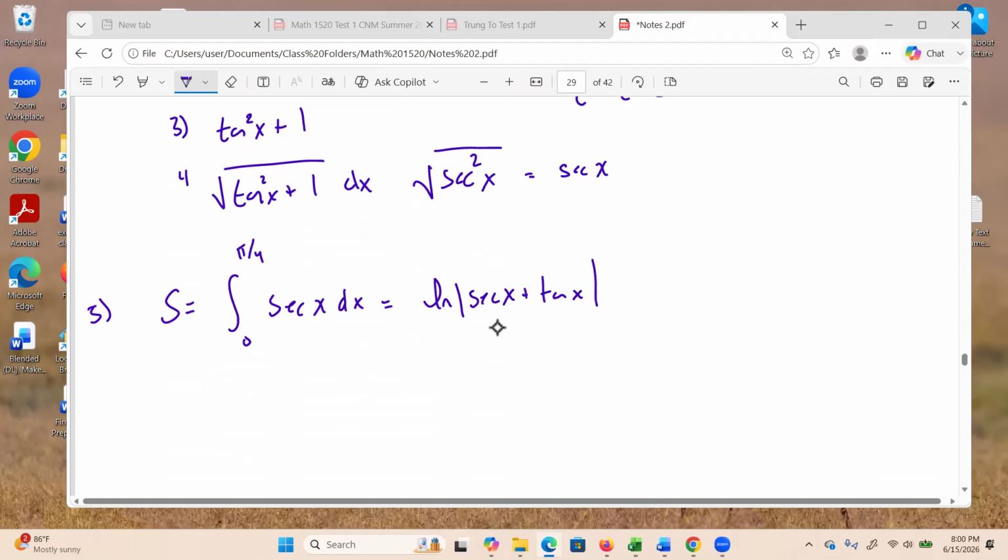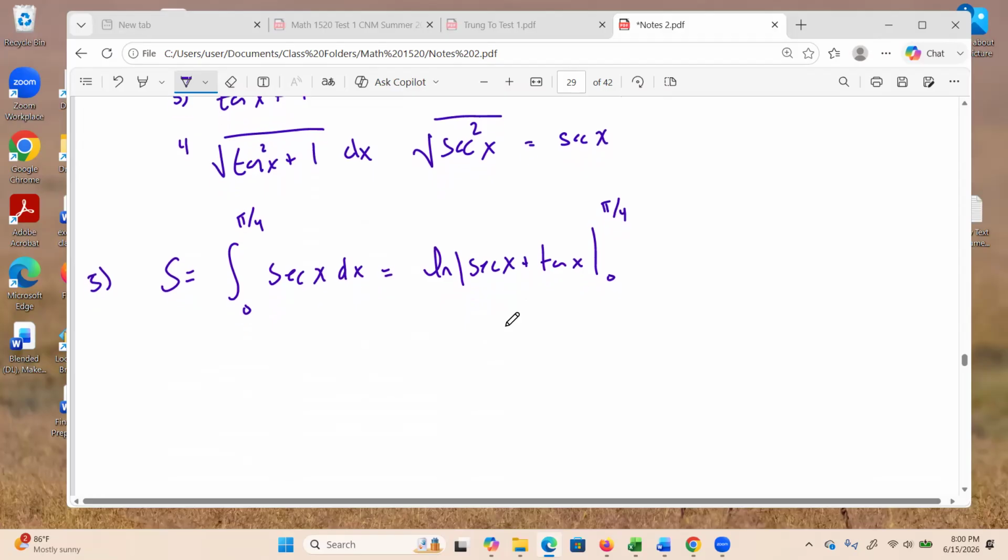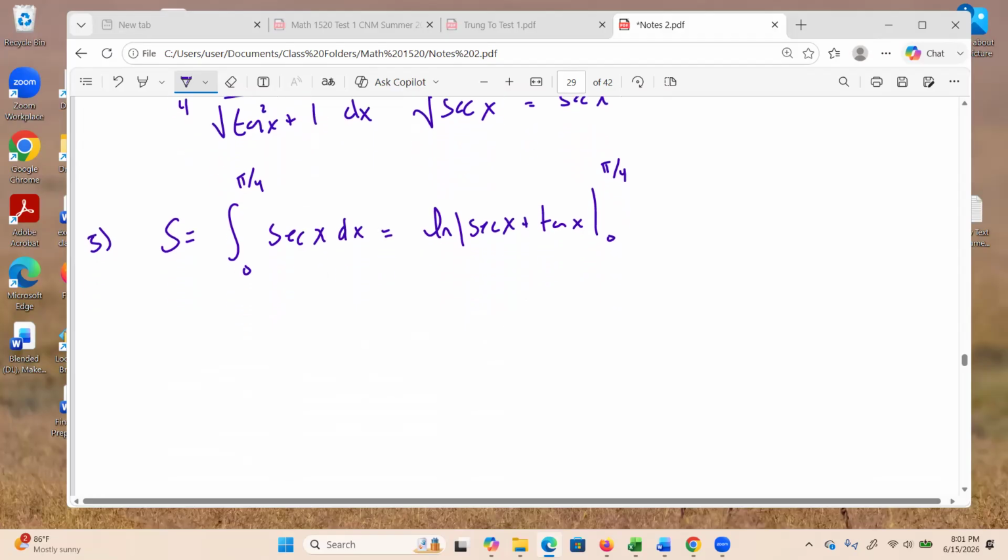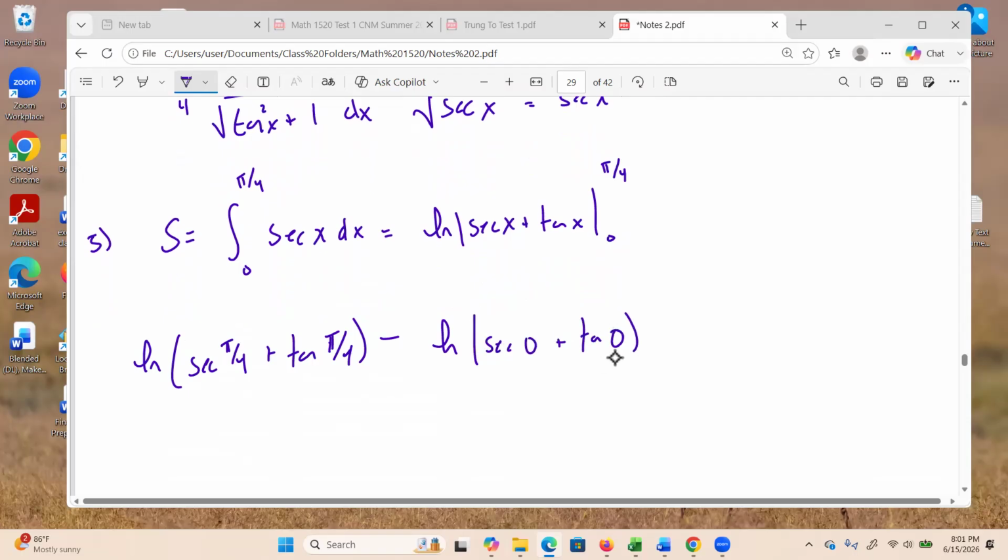I'll put the absolute values in there just because of habit, but realize we're going from 0 to pi over 4. No plus c. We don't need the absolute values in there because all of this stuff is only going to be positive values. So we have natural log of secant of pi over 4 plus tangent of pi over 4, minus natural log of secant of 0 plus tangent of 0.